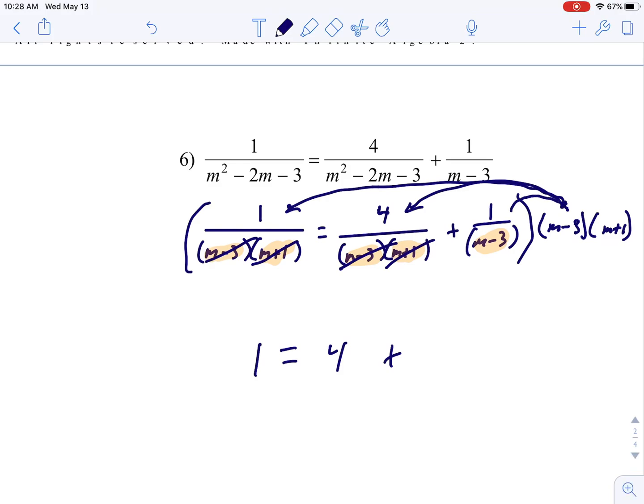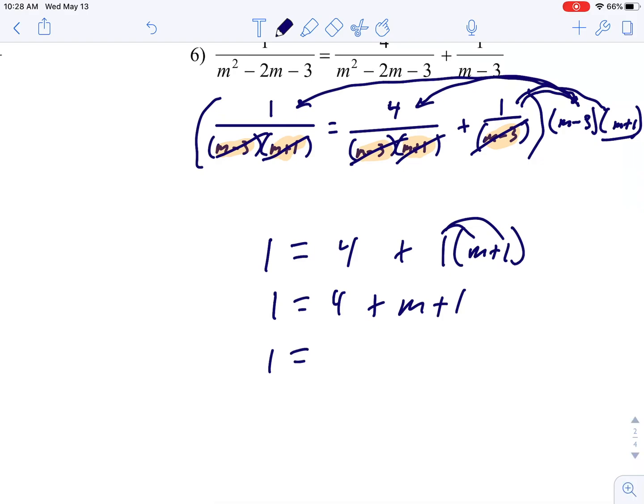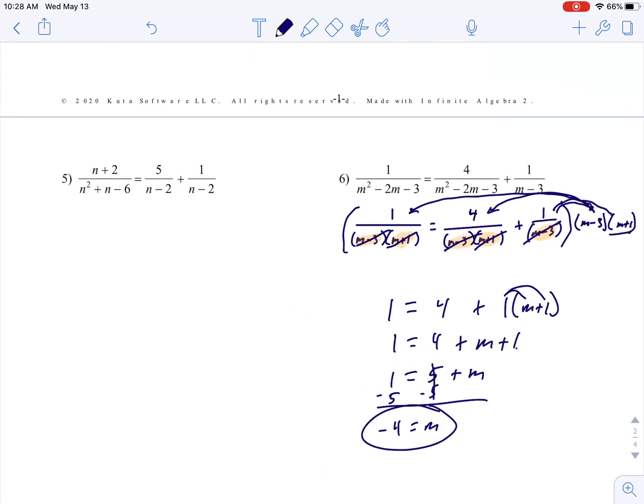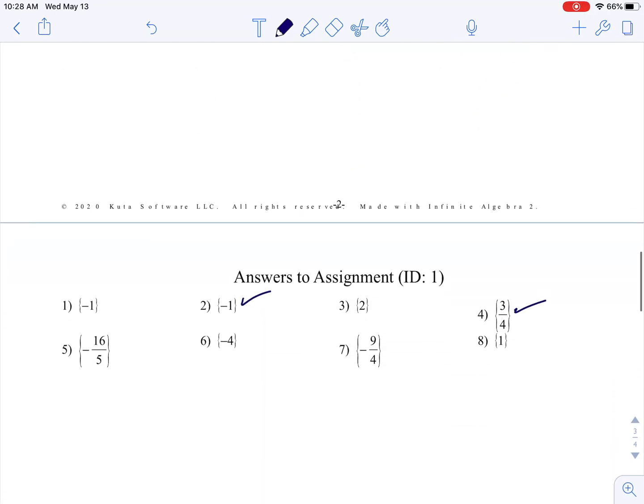When I distribute it to here, it's only going to cancel that out and you're going to have this 1 left behind. But you're also going to have, oops, let me do this, an m plus 1, because the m minus 3 cancels, there's still the m plus 1 that distributes over to here. So now 1 equals 4 plus, and then this is kind of trivial work, m plus 1. 1 equals 5 plus m, right? The 4 and the 1 add together, minus 5. Negative 4 equals m. And that should be the answer to number 6 down below. And there it is.